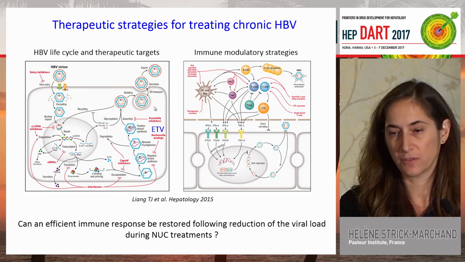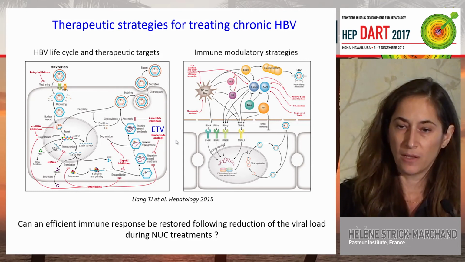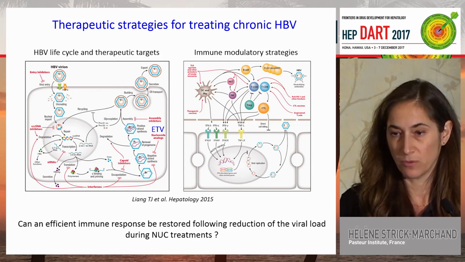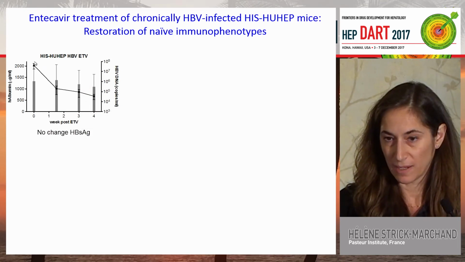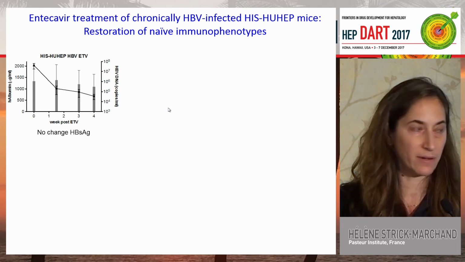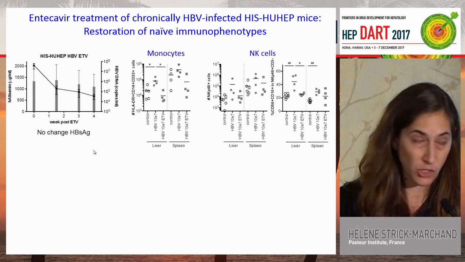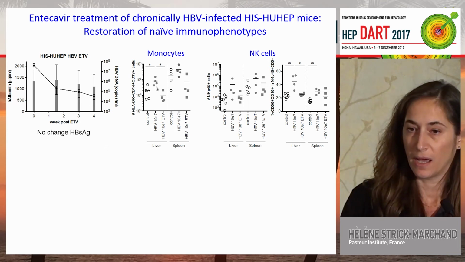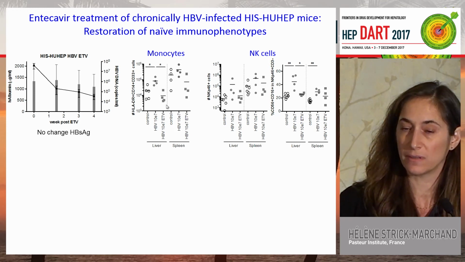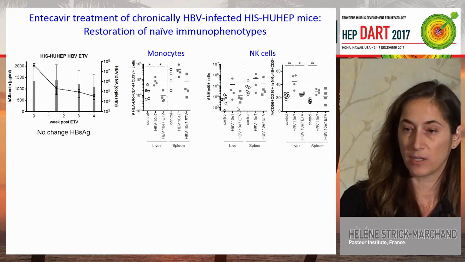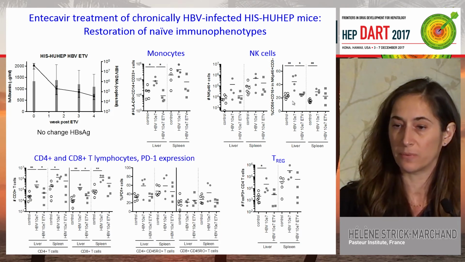We tested therapeutic strategies in these animals. We first started with something that is well known, such as Entecavir, to determine whether lowering the viral load could modify the immune response in the liver. When we gave the animals Entecavir, we saw a 3-log reduction in viral load. And this 3-log reduction in viral load with no change in the HBs antigen is indeed sufficient to restore naive phenotypes. So we see diminished numbers of monocytes, diminished numbers of NK cells. The phenotype of the NK cells returns to a naive phenotype in the liver.